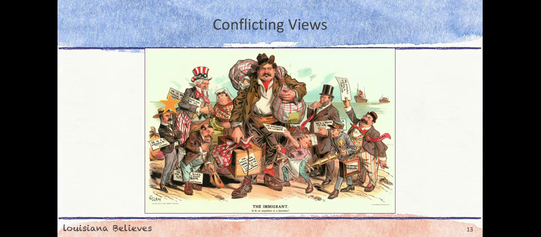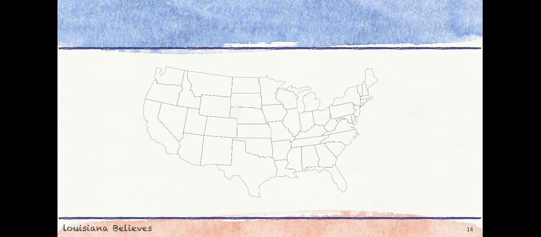This political cartoon shows some of the conflicting views about immigrants. Some Americans welcomed them because they thought they brought votes for their political party, or they were willing to work for less money. Others were afraid that immigrants would take their jobs, bring disease, or commit crime.